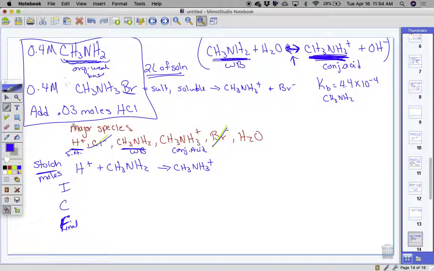Okay, all right. So I know I have 0.03 moles of H plus. How many moles of the weak base do I have? Let me put it in the table, at the top. Yeah, so we have 0.4 molarity and we multiply it by 2 liters. So we have 0.8 moles of this.